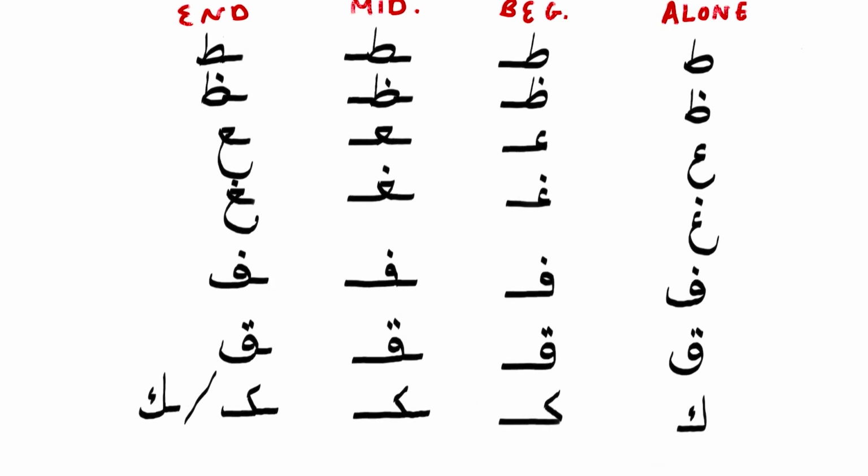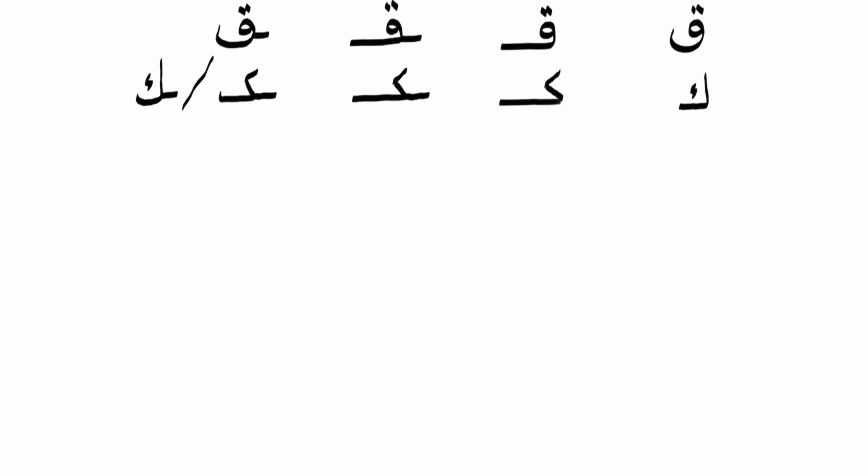Now that we've covered quite a few letters, we'll do some reading practice. We've covered alif, ba, ta, tha, jim, ha, kha, dal, dhal, ra, za, sin, shin, sad, dad, ta, dha, ayn, ghain, fa, qaf, kaf. So let's look at some Arabic words. Let's look at the word kitab, which means book. It's kaf plus ta plus alif plus ba.